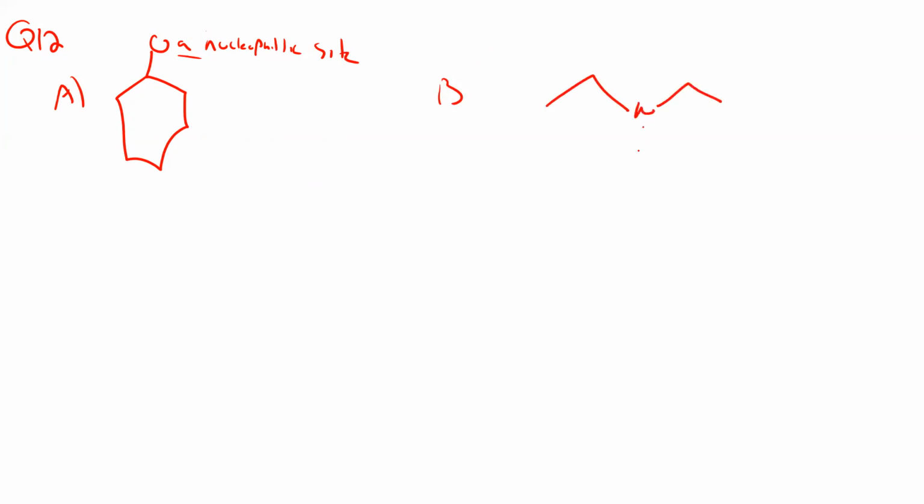Question 12 says, identify the nucleophilic site in each of the molecules shown. So the nucleophilic site will be A. It's going to be the oxygen atom. So this is going to be the nucleophilic site. And for compound B, so this is compound A. Compound B, it's going to be the nitrogen group. There's going to be a lone pair of electrons here, so you're going to select option C.